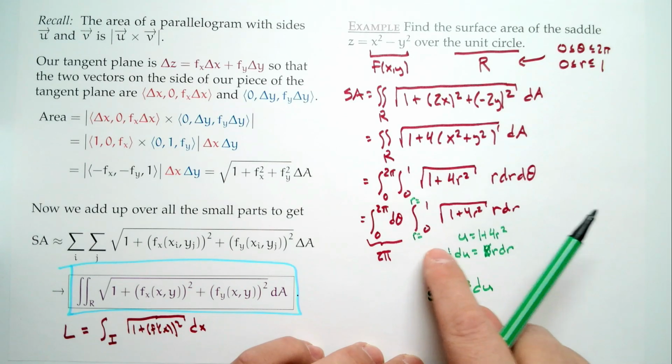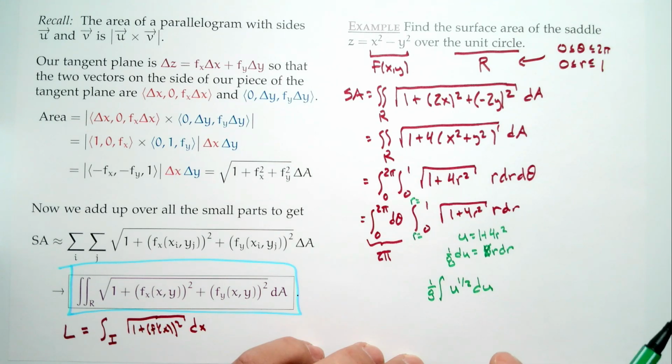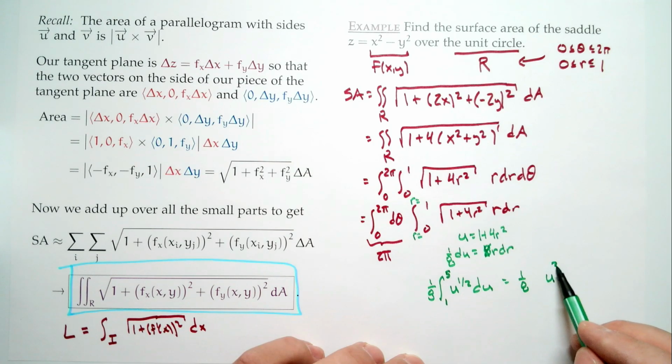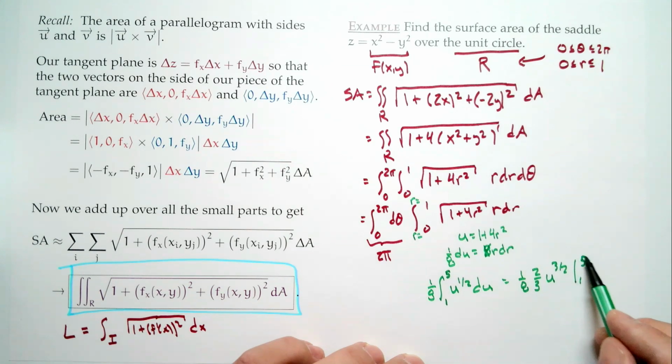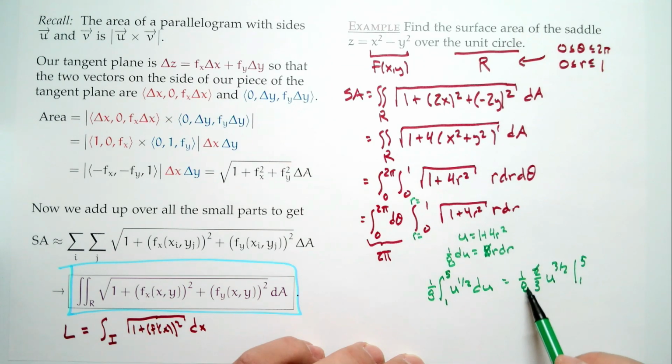So if r is 0, what does u equal? 1. If r is 1, what does u equal? 5. So we get 1 8th. The integral of u to the 1 half is u to what power? 3 halves. And then in front we put 2 thirds. Evaluate from 1 to 5. So we can do a little bit of cancellation. So that would be 1 12th, 5 to the 3 halves, and then minus 1.